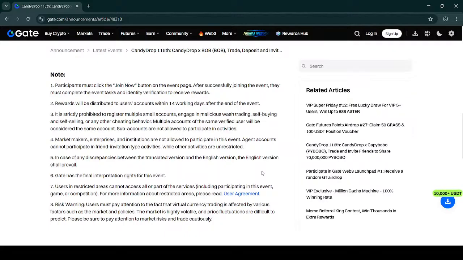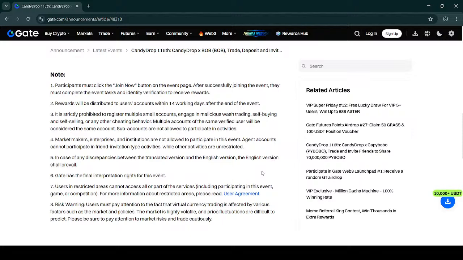It is strictly prohibited to register multiple small accounts and engage in malicious wash trading, self-buying and self-selling, or any other cheating behavior. Multiple accounts of the same verified user will be considered the same account. Sub-accounts are not allowed to participate in activities.